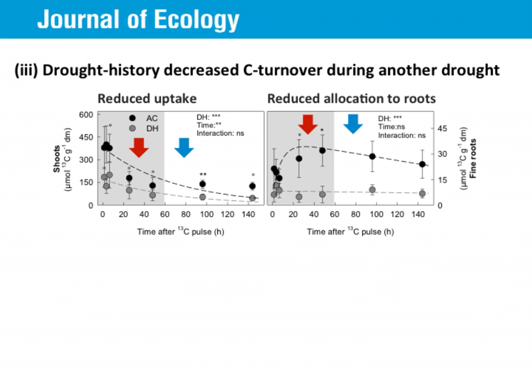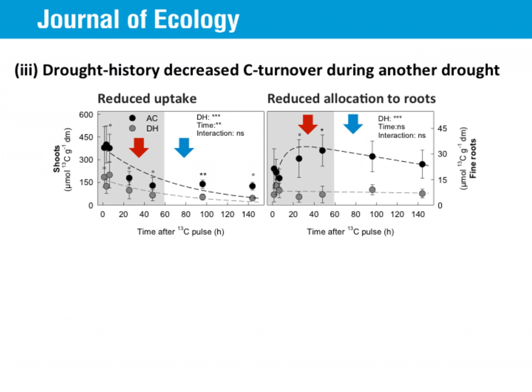Most strikingly, the carbon turnover in sites with drought history was significantly reduced and slower during and after the drought period. These two graphs show the dynamics of the 13C label after pulse labeling in plant shoots on the left and root biomass on the right side. Plants in drought history plots, which are shown as white dots, took up significantly less carbon during dry conditions and also turned over the carbon more slowly.